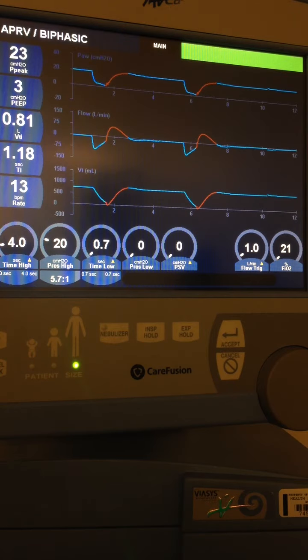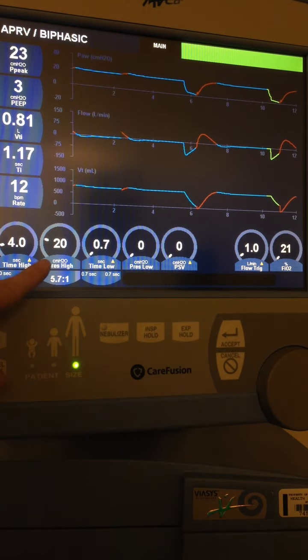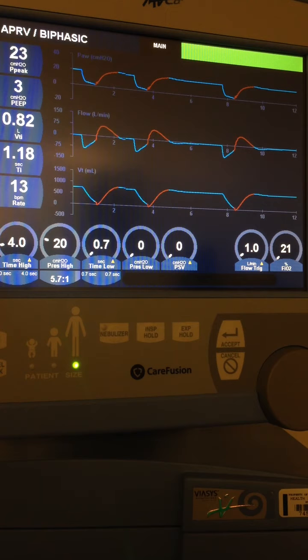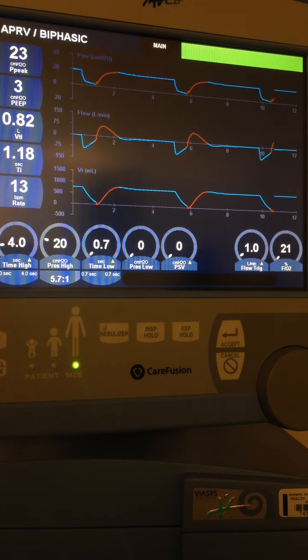You're going to start out today with a high pressure of 20, a PEEP of 0, a high time of 4 seconds, so an inspiratory time of 4 seconds, and an expiratory time of 0.7 seconds. Go ahead and just put 21% FiO2, and your pressure support you can leave at 0. These are pretty standard settings for APRV.